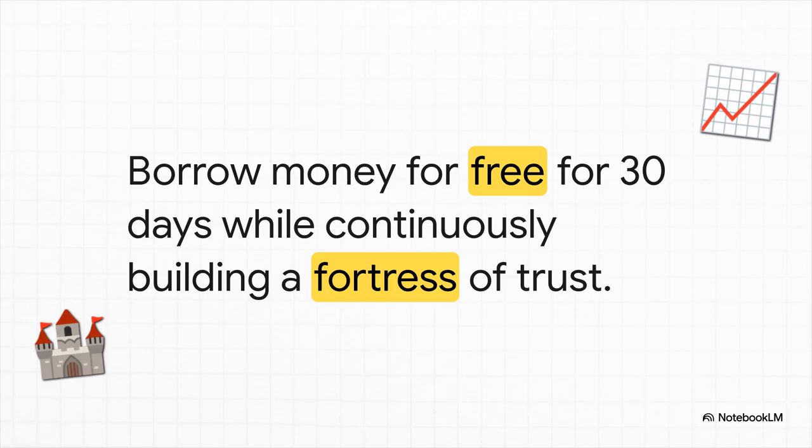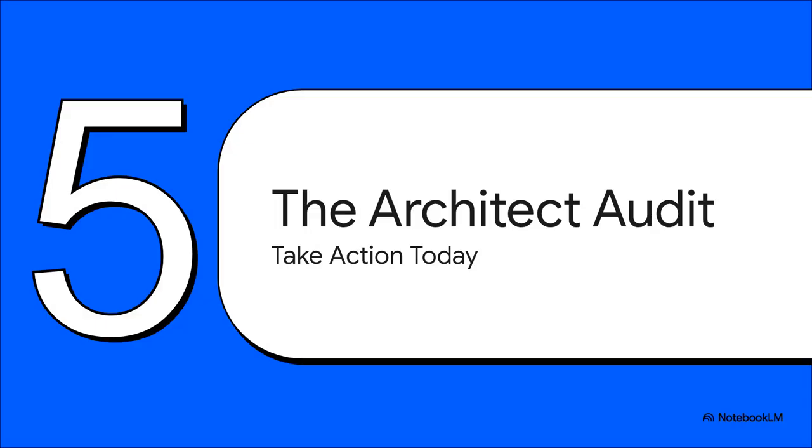I absolutely love that concept. You never pay a single cent in interest, but at the exact same time, you are constantly sending these positive, disciplined data signals to the banking algorithm month after month. You're basically building an absolute fortress of trust. All right, which brings us to our final step, part 5, the architect audit.